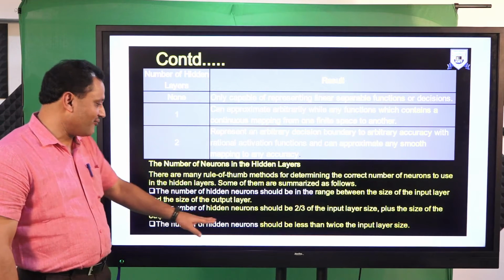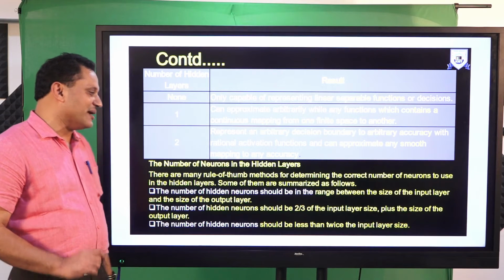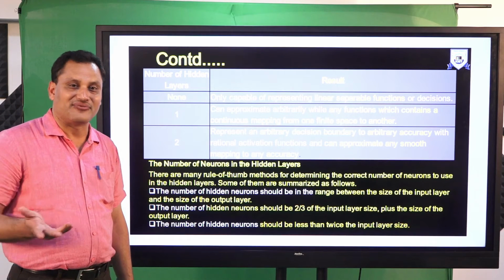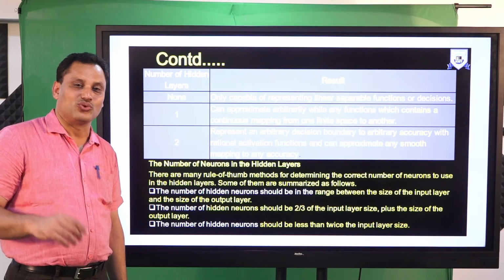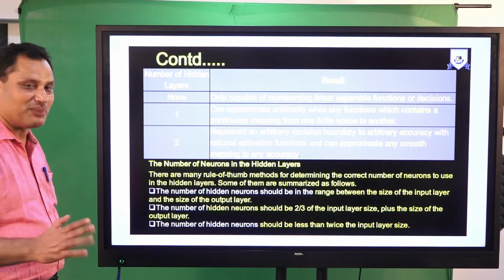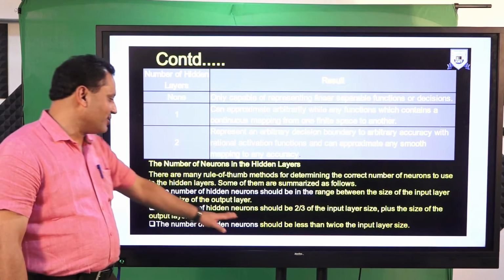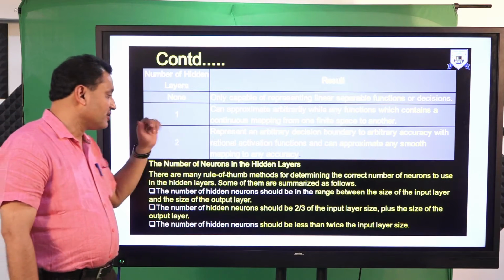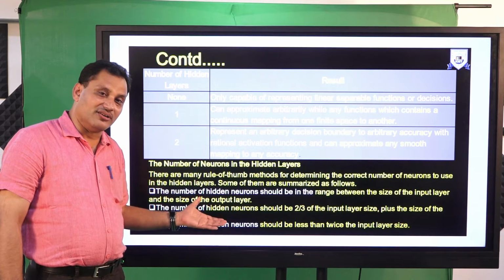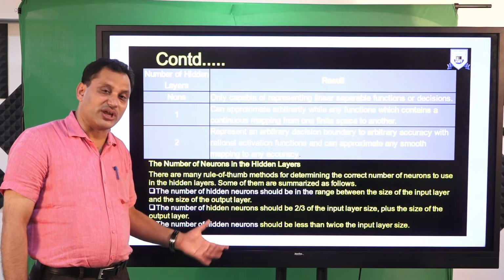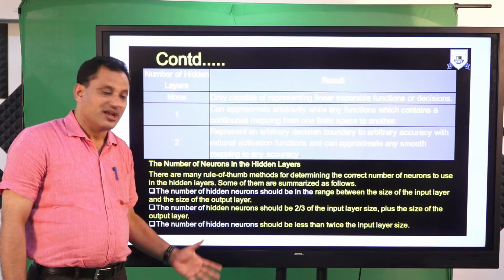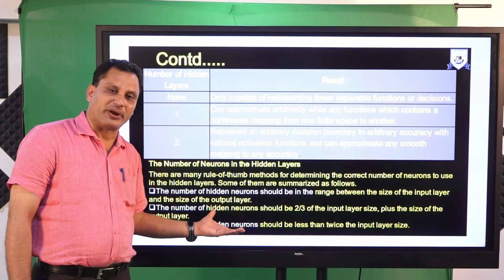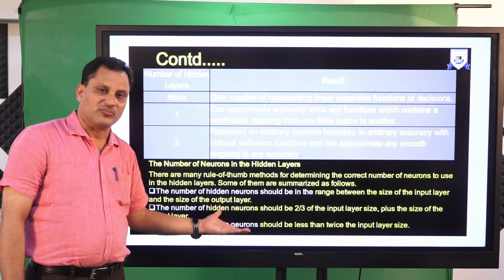Second, the number of hidden neurons should be 2/3 of the input layer size plus the size of the output layer. Let's say 5 neurons are in the input layer and 2 neurons are in the output layer: 2/3 of 5 plus 2. The number of hidden neurons should be less than twice the input layer size. Let me make it clear again, students: this is not factual data. It is based on experiments, so it may change also. It is suggested that if you do that, people have written from experiments that your structure will perform better.